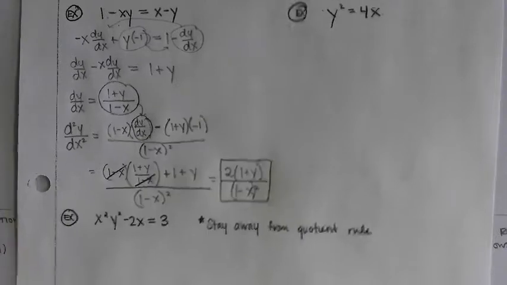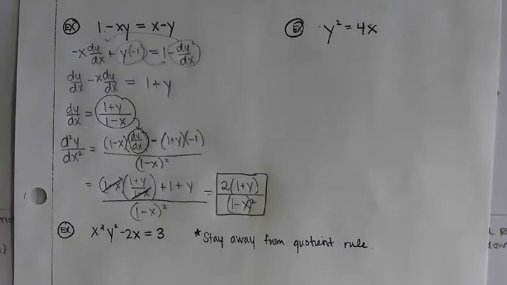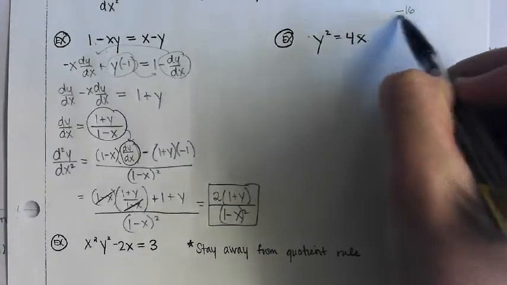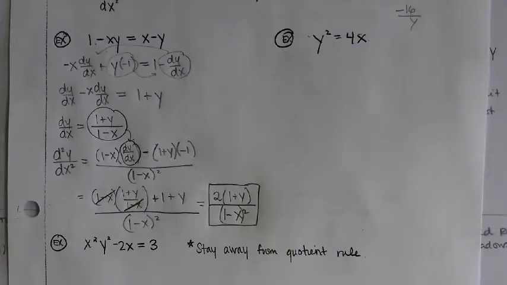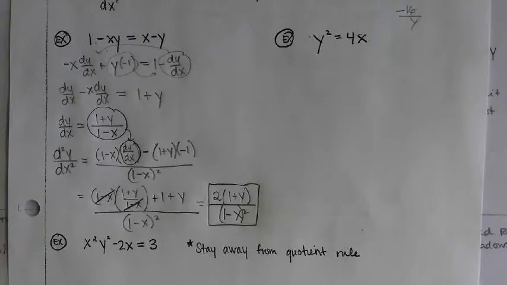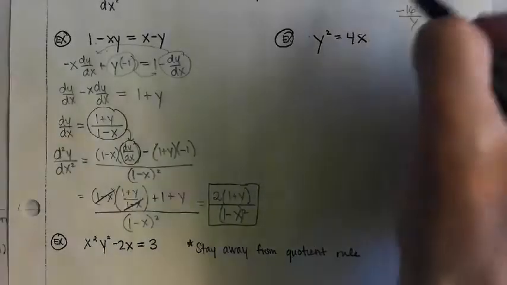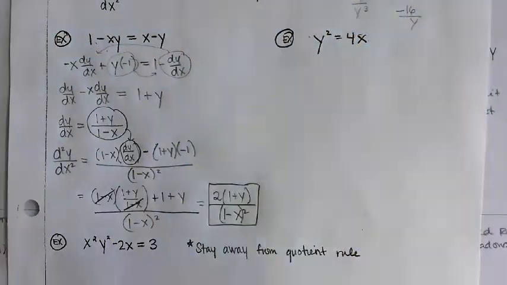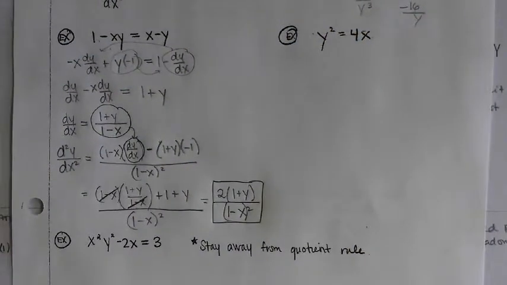Zach, what'd you get for the second example? Did anybody get anything different? Haley, what'd you get? Anybody get anything different? You all got -4 over y cubed? That's what we got. We'll learn from this.